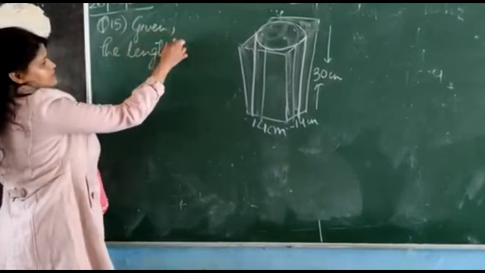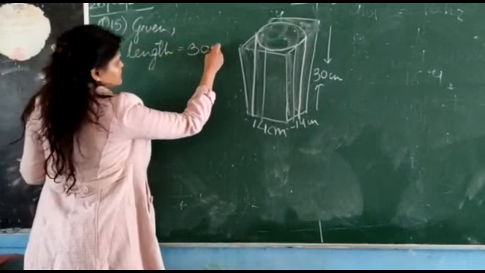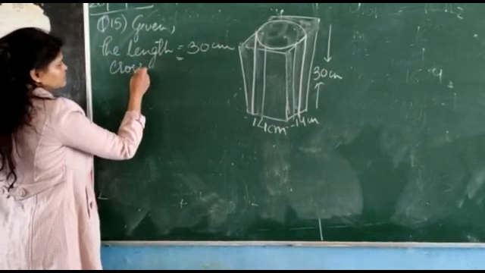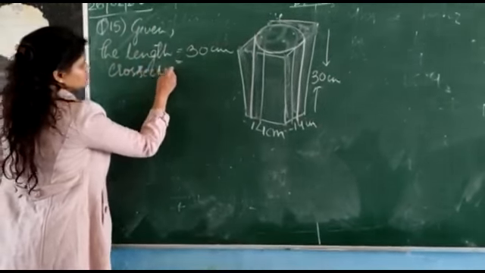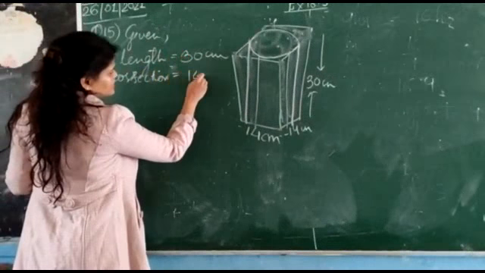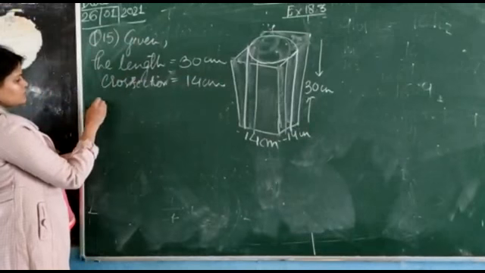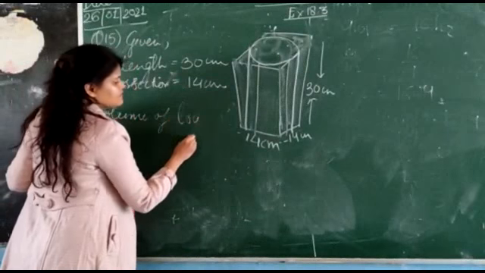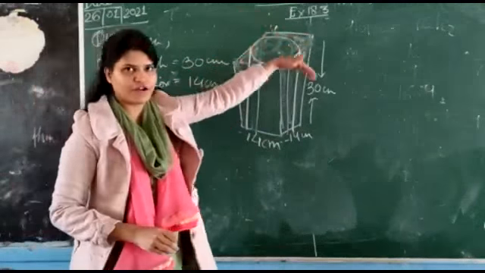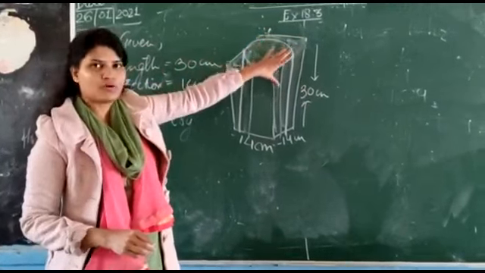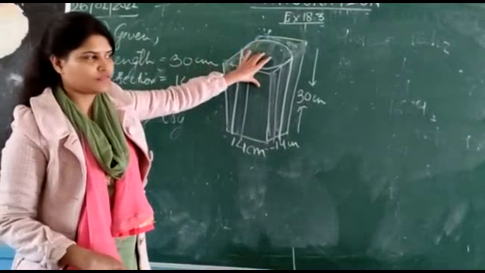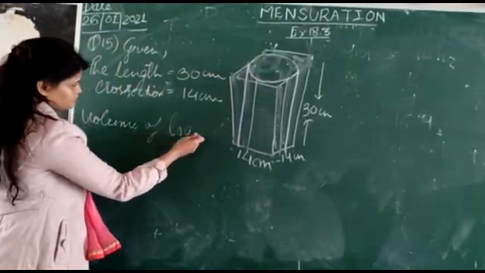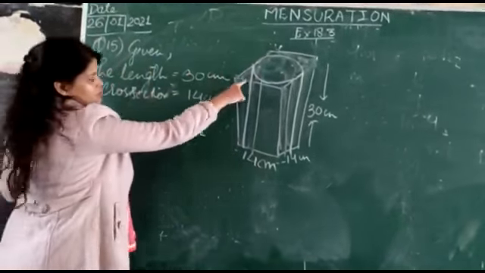So as it is given, the length is equals to 13 cm. Length of log is 13 cm and cross section is equals to 14 cm each. Okay. Now the volume of log. See, we will solve it in a very simple way. We will try to find the volume. We will find out the volume of the log. Then we will find out the volume of the cylinder. Subtracting the volume of the cylinder from the volume of the log, and we will get the volume of the wood wasted.